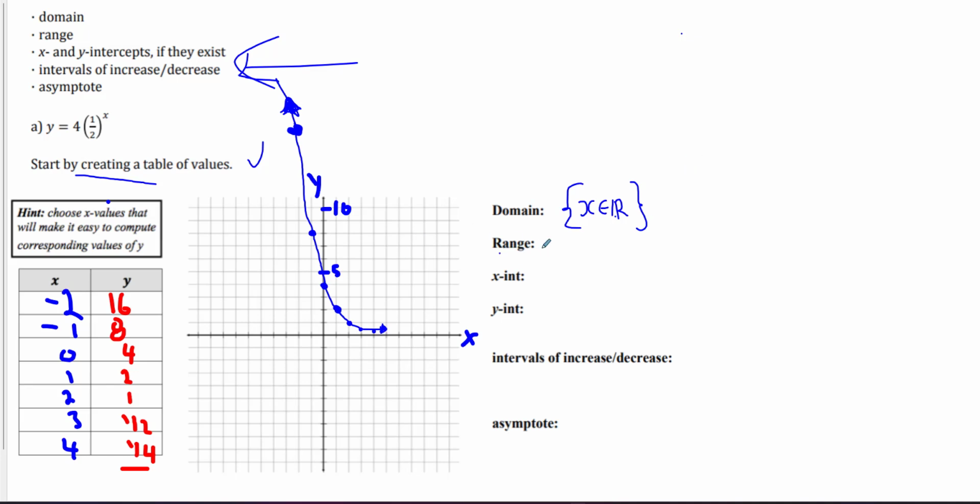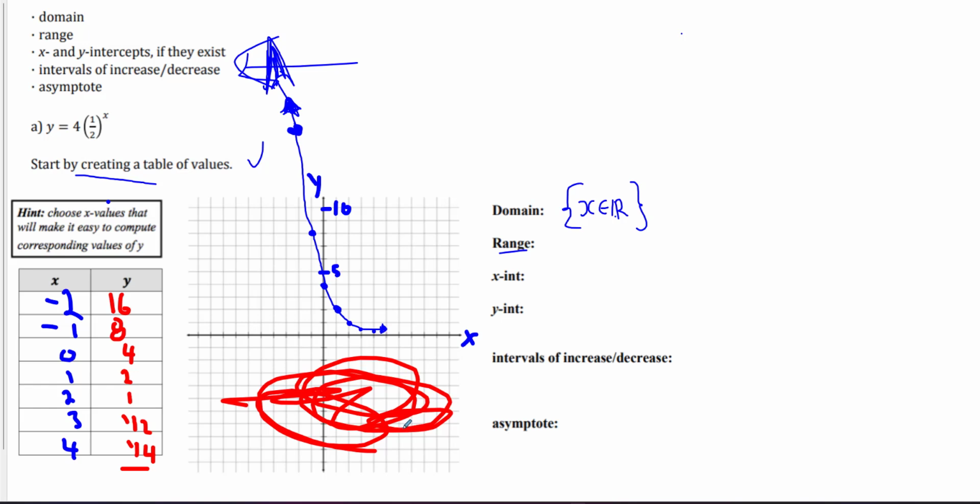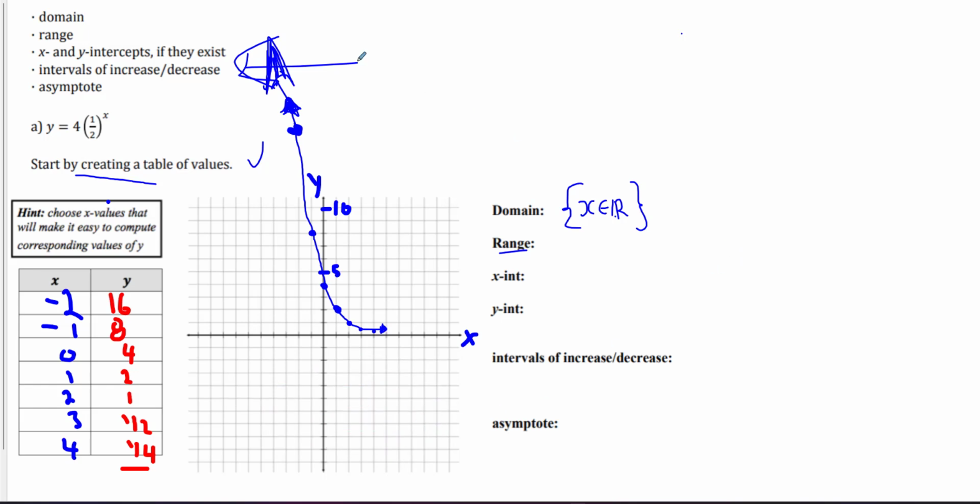What about the range? Does this function go all the way up? And the answer is yes, because of this arrow here, the function does go all the way up. Does this function go all the way down? And the answer is no. There is no function down here. It never goes down there. So that means there has to be a restriction of some sort, or rather a condition.